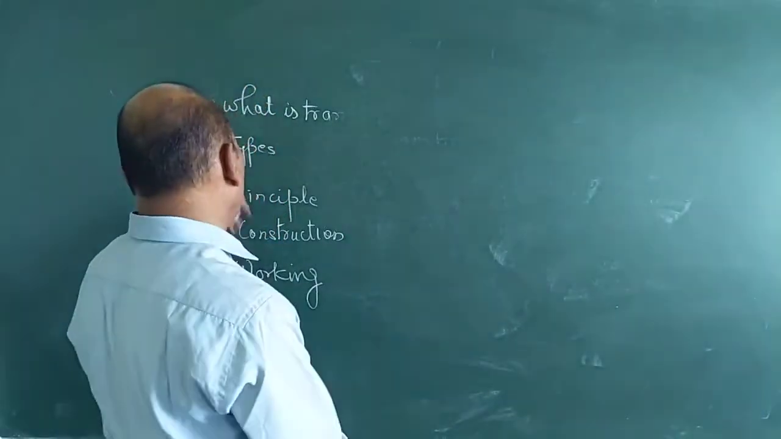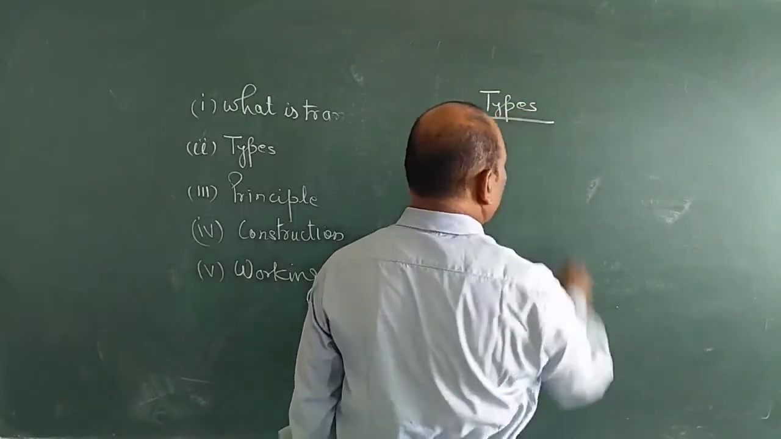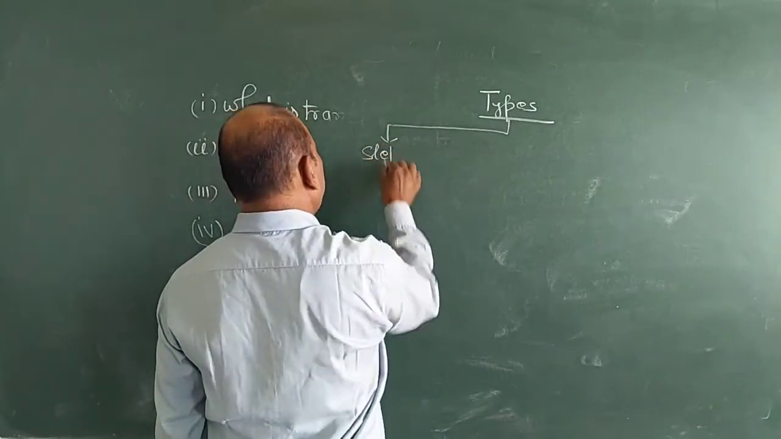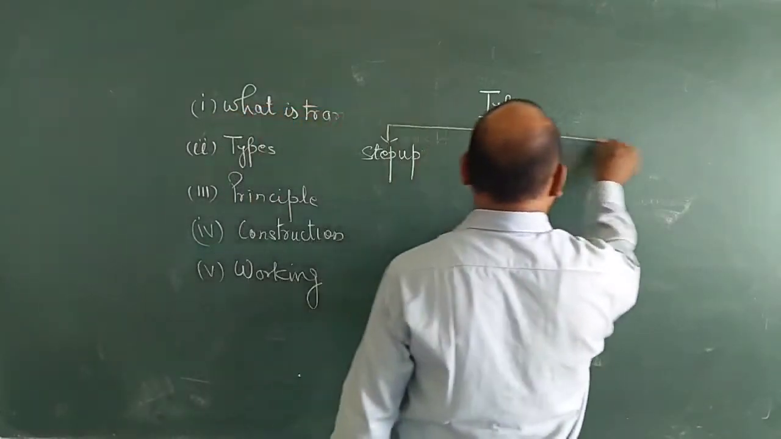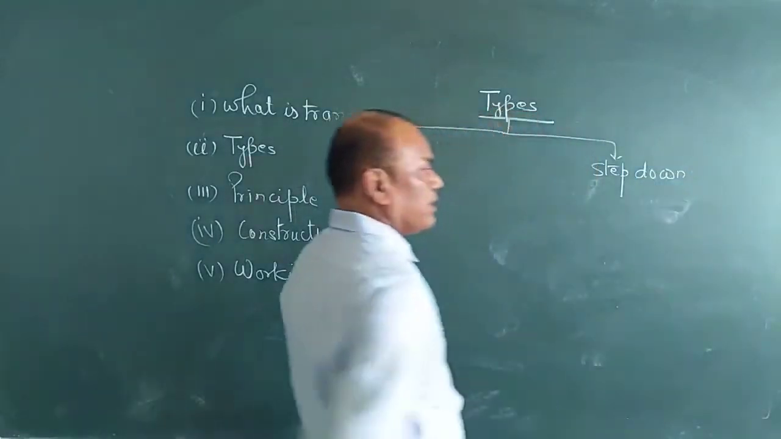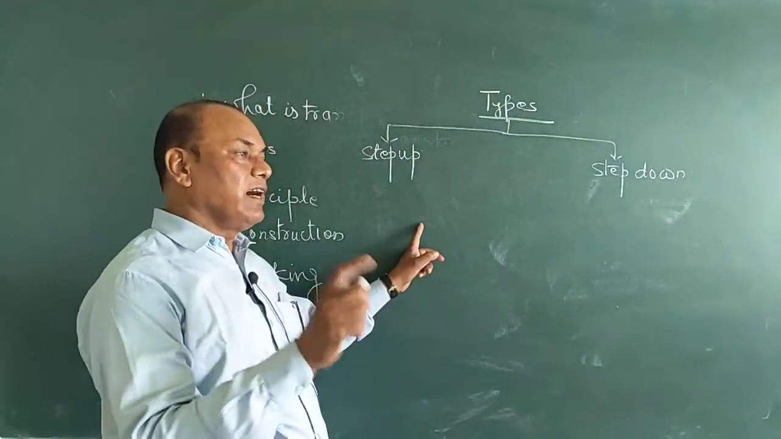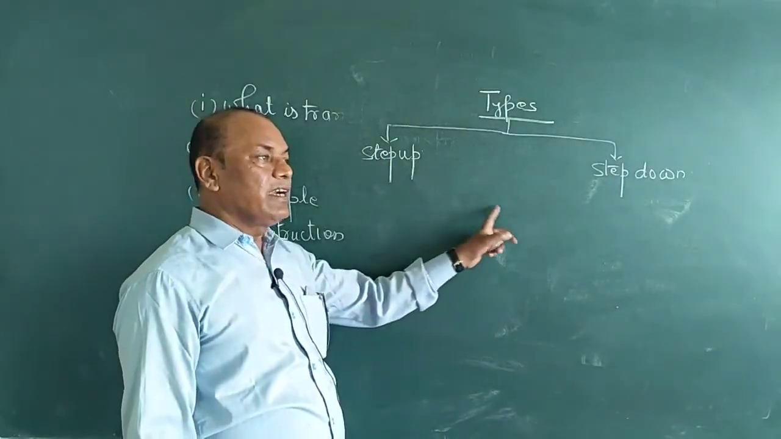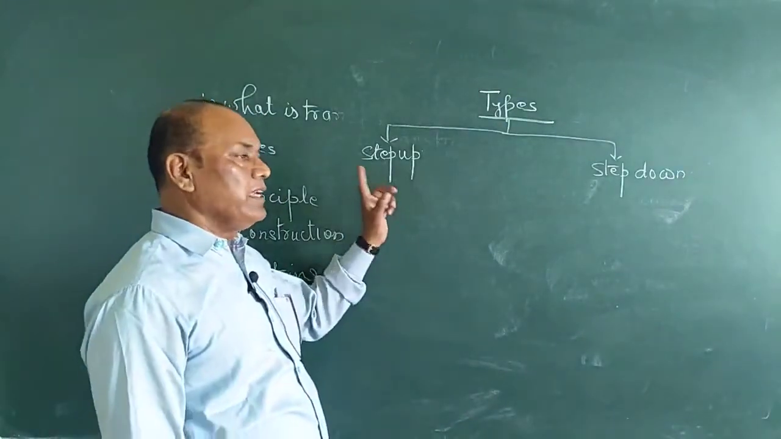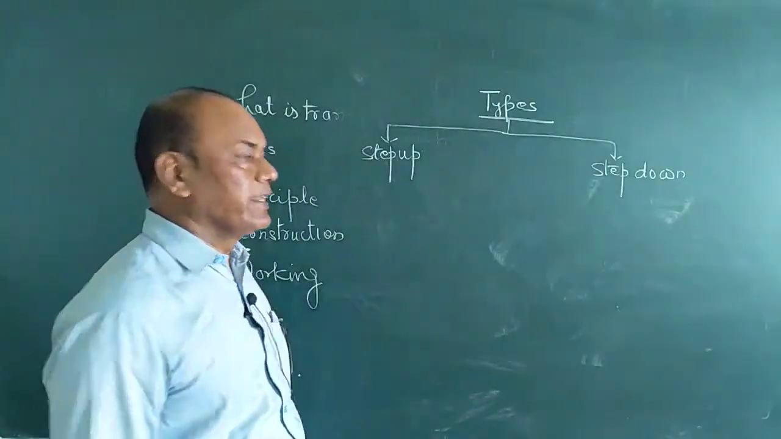Now the next topic, it will be types of transformer. It will be of two types. One is called step up transformer and other is called step down transformer. Since transformer is used only to change alternating voltage, in changing alternating voltage, there may occur two types of events. Either it may increase the applied voltage, or it may decrease the applied voltage.